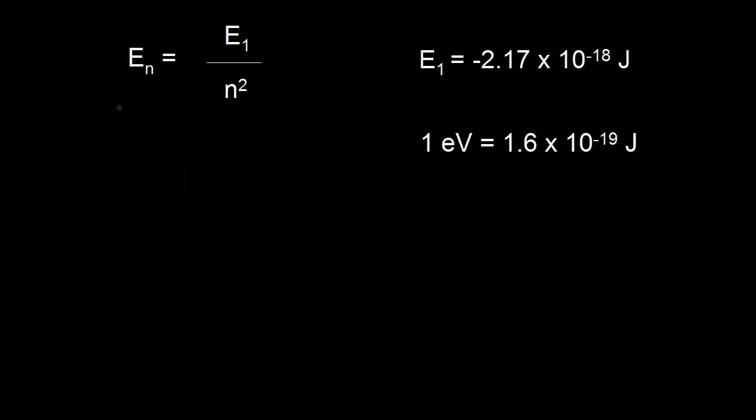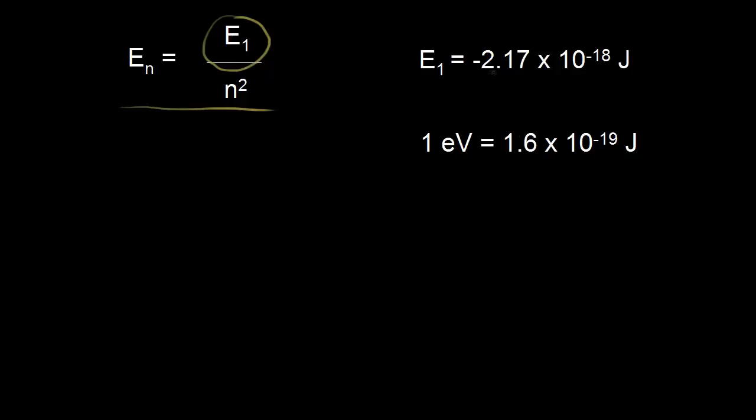So in the last video, I showed you how to get this equation using a lot of physics. It's actually not necessary to watch the previous video. You can just start with this video if you want. And E1, we said, was the energy associated with an electron in the lowest energy level of hydrogen. And we're using the Bohr model.